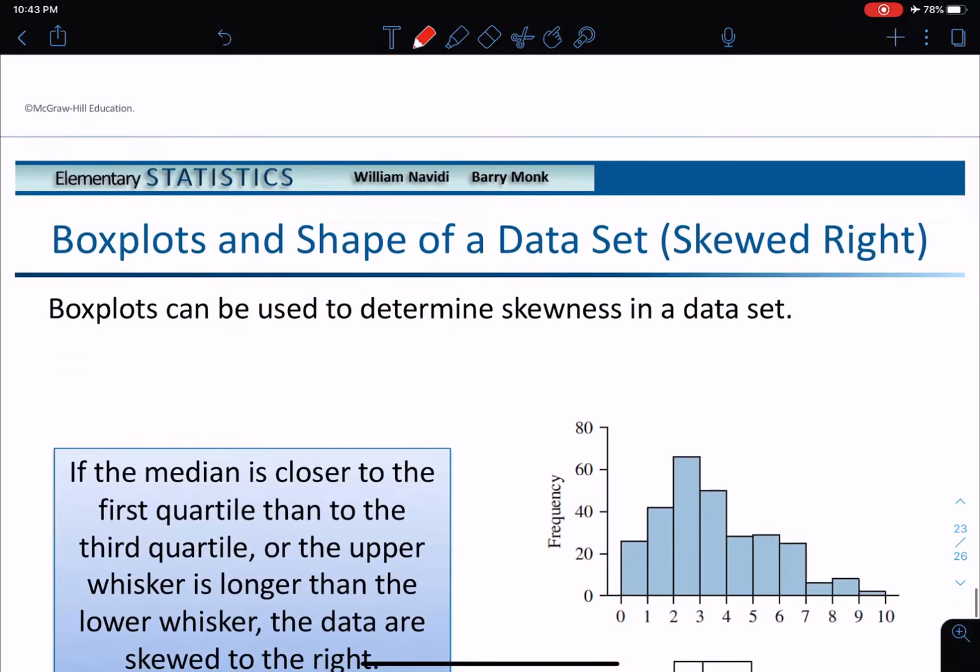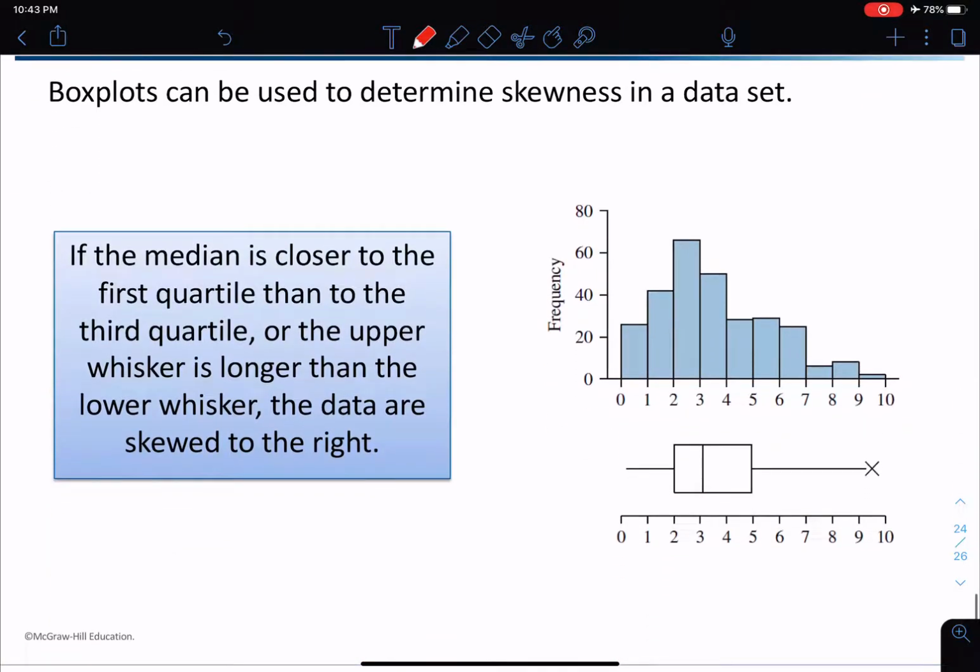Box plots and shape of data set. Okay, so we've got skewed to the right. We've seen this before. What does it look like with a box plot? Well, when your IQR and your median are kind of bunched to the left, that's going to have a data piece that looks symmetrical, but then it's skewed to the right because you've got all this stuff pulling it out here. You've got data that's pulling it to the right.